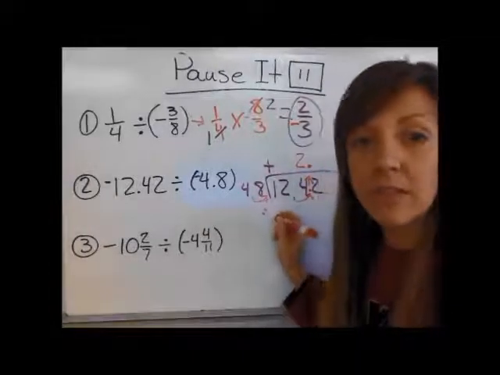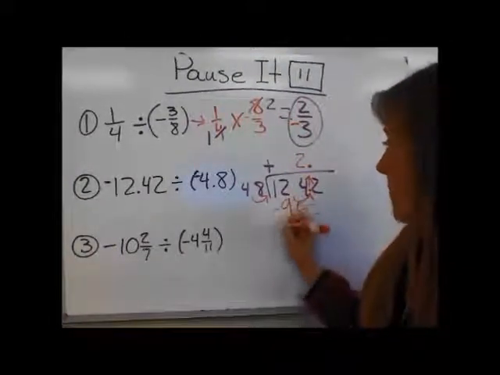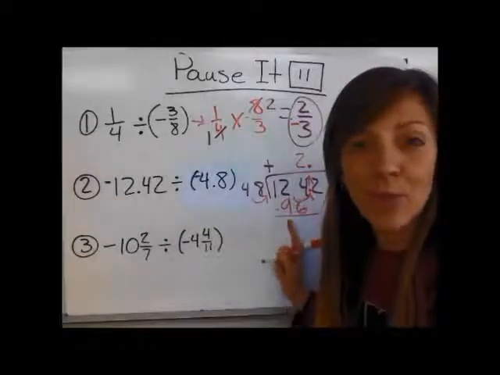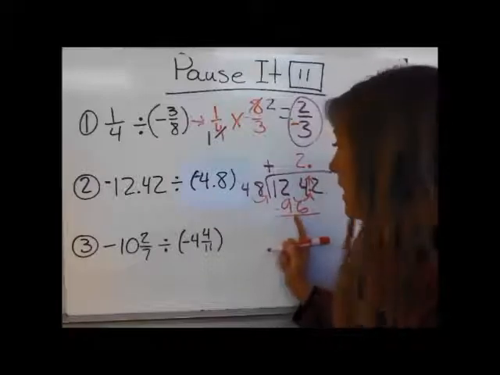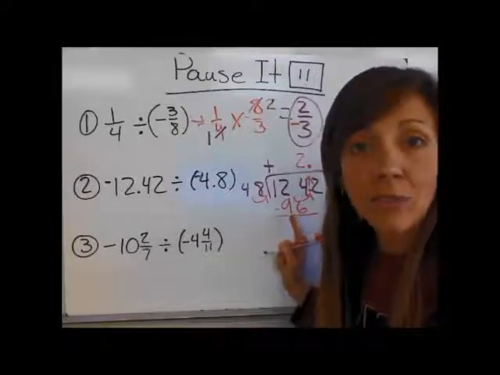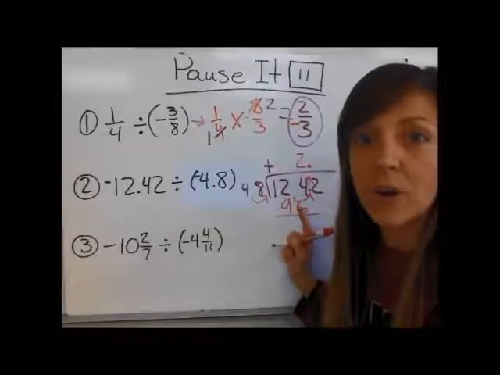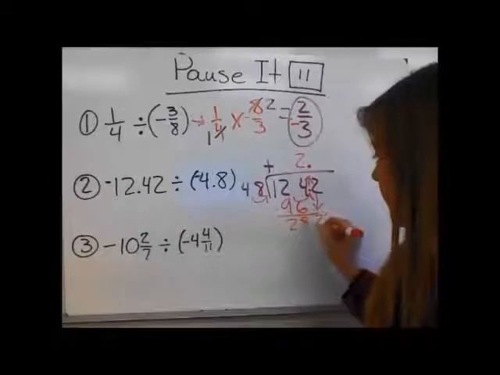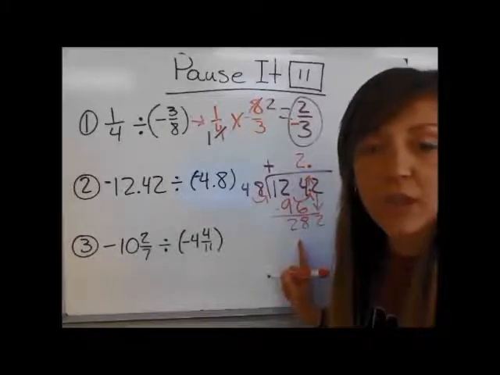2 times 48 is 96. The difference from 96 to 124: 96 is 4 away from 100, and then 100's 24 away from 124. So 24 and 4 is 28. Bring down my 2. 48 into 282.